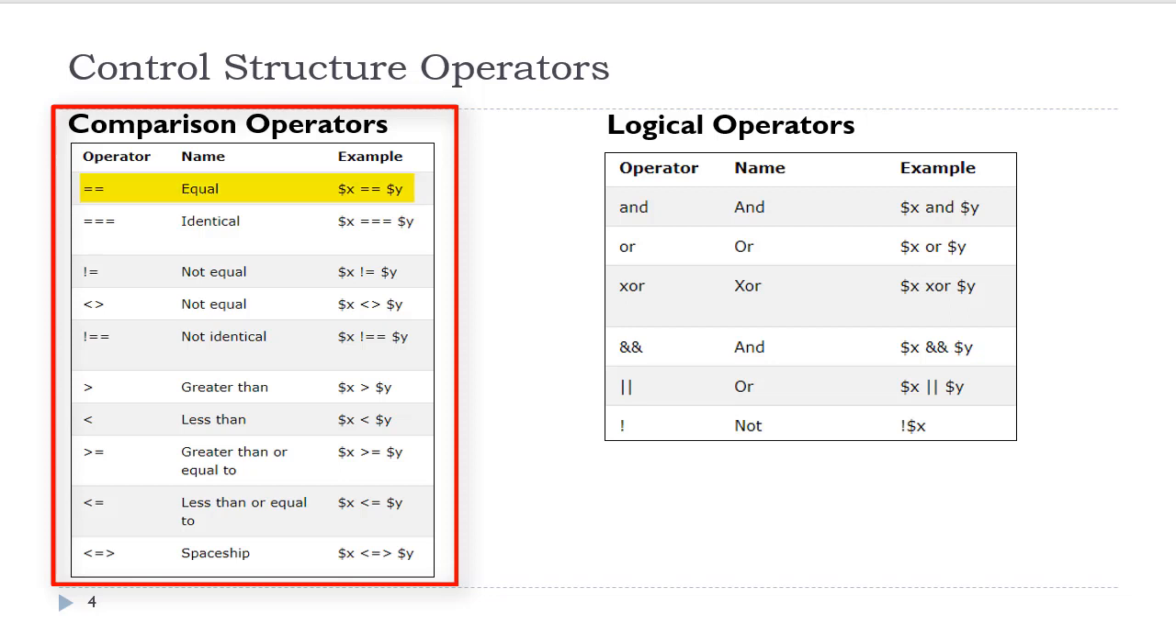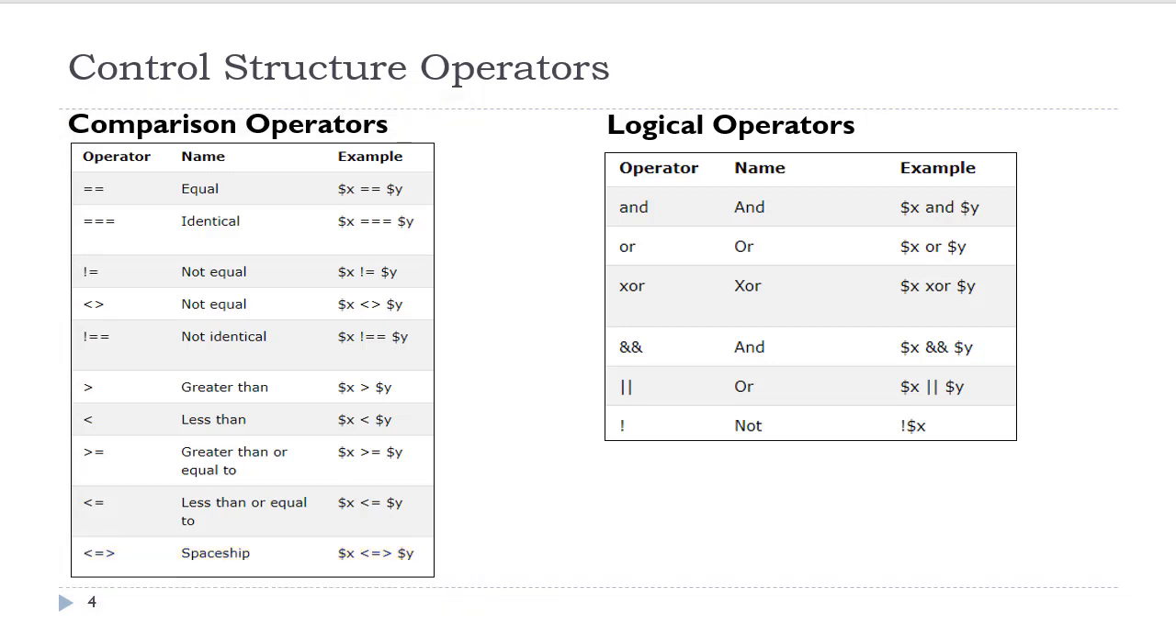So these values can be equal to each other, meaning they look the same, or identical, meaning not only do they look the same, but they have the same data type. They can be not equal. We have two different symbols for not equal. We also have the symbol for not identical. They can be greater than something, less than something, greater than or equal to something, less than or equal to something. And we have this new spaceship operator, which will be covered in the next slide.